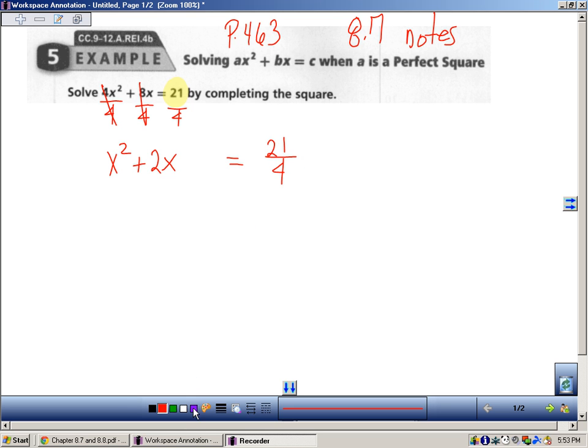Okay, now when we complete the square, we're looking for a number that we add so that the left side becomes a perfect square and factorable. And so how do we do that? Well, we learned that we take the middle term and its coefficient, divide it by 2, and that answer, we square it, and that gives us the number that we add.